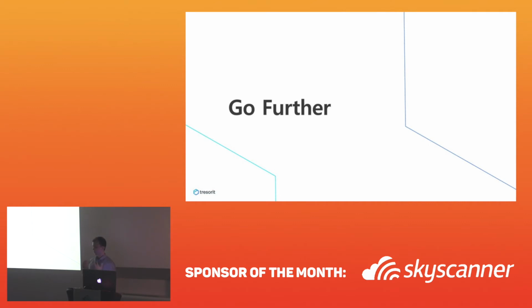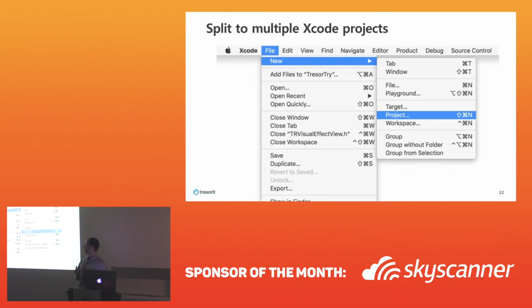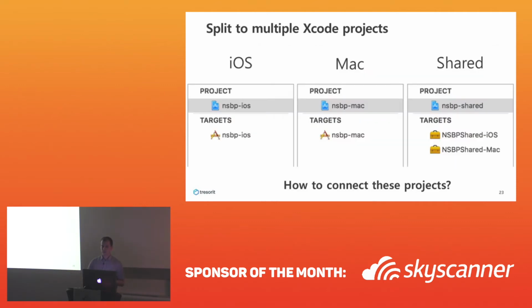So let's go a bit further to better structure our code. Split our one Xcode project into multiple Xcode projects. This is really easy to do. You just create a new project. You can create a new project anytime you want, not just when you start working on a new app. So let's create an iOS project that is only the iOS app and only the iOS specific files. Let's create a Mac project that is only the Mac app and only the Mac specific files. And let's create a shared project that is only the shared files and the frameworks.